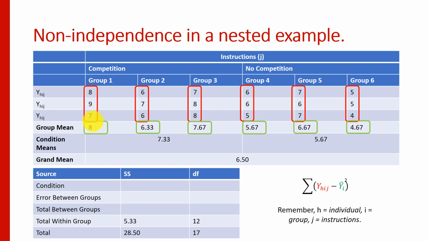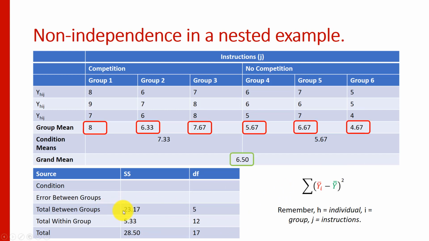If we add all of those squared errors together, we end up with 5.33, and we're going to have 12 degrees of freedom for this factor, because we have our 18 minus 1, 2, 3, 4, 5, 6 different group means. So within group variation is 5.33 with 12 degrees of freedom.